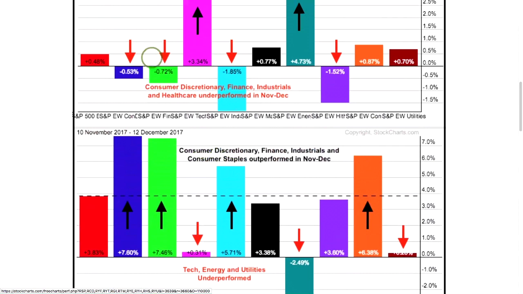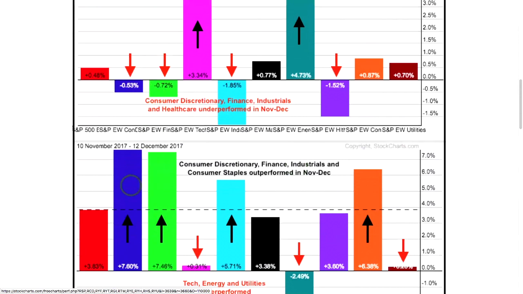So basically the top chart shows the performance the previous month, October 10th to November 10th. And the bottom chart shows the next month, November 10th to December 12th, and how things have changed. So technology went from leader to laggard, but it's not down. Technology is just flat, so that doesn't tell me there was a lot of selling pressure in technology. Sure, semis are down. But other things like networking are up and software is doing fine still.